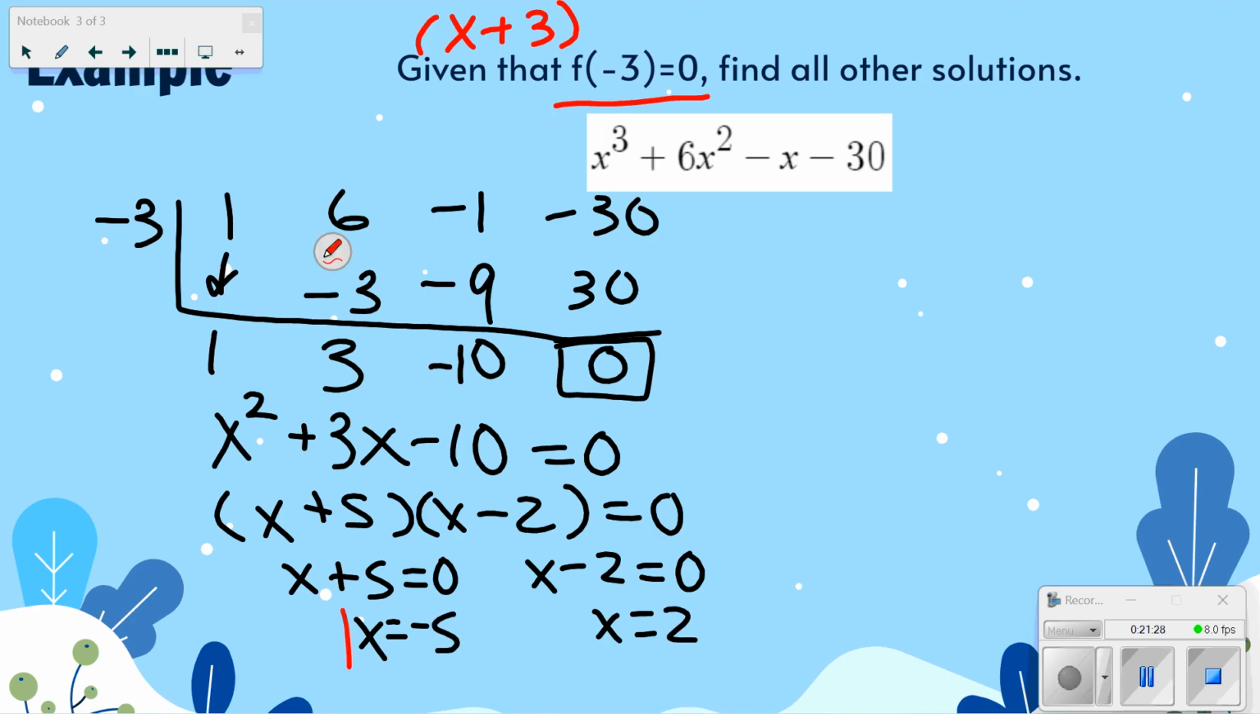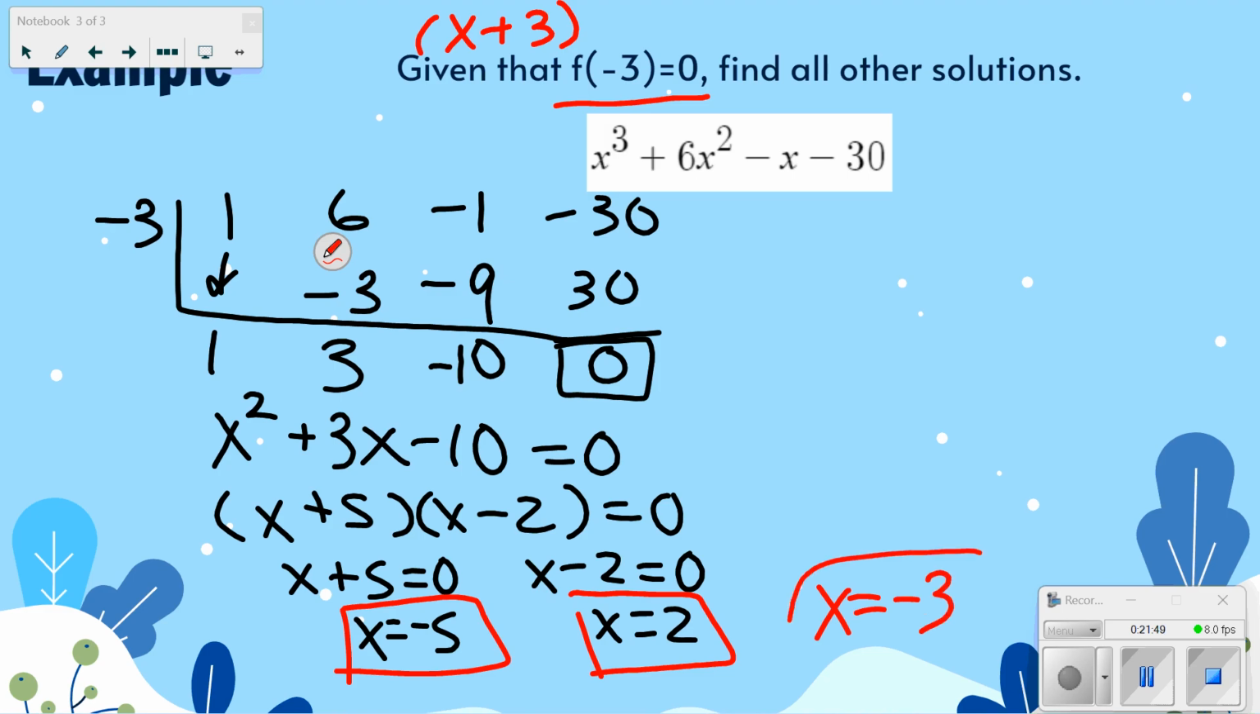So let's think about my solutions, right? I have negative 5 and 2. Well, what was my original degree? 3. What's my third solution I also need to state? Yes, negative 3. So I also knew from the beginning that x should also equal negative 3. So in this problem, it was like, hey, you're given 1, find the others. But don't forget to state that 1 in the end.